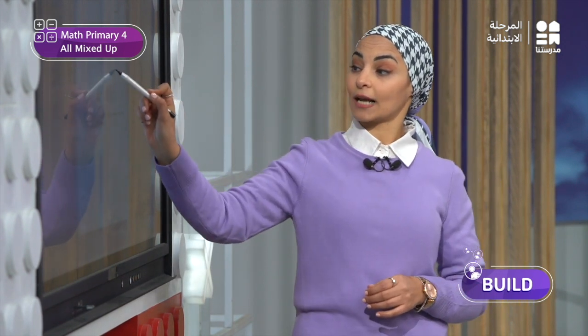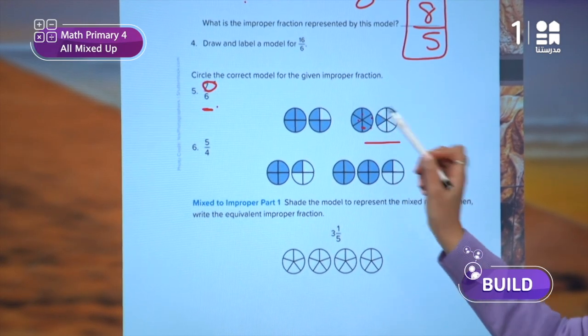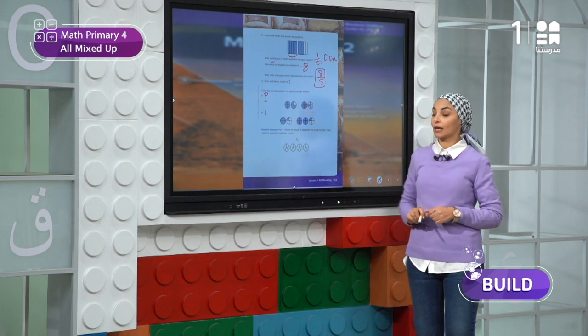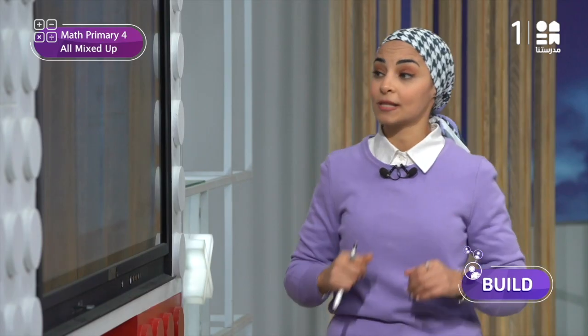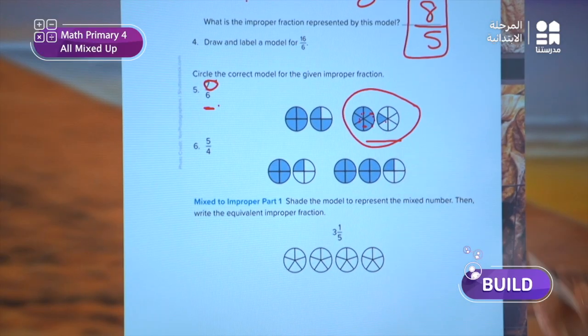Why is the answer the second model? Because here there are 6 parts and we have 7 shaded parts. 1, 2, 3, 4, 5, 6 and 7. So I have 7 shaded parts and the whole number is 6. So this is the right answer.